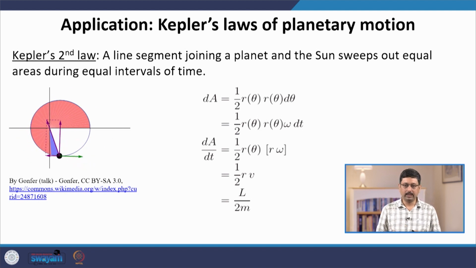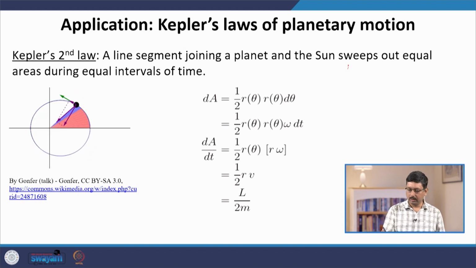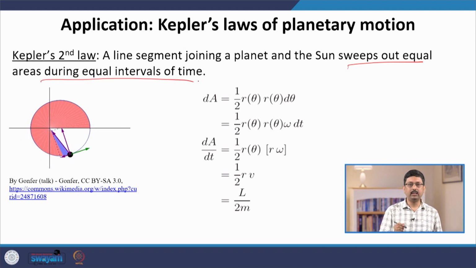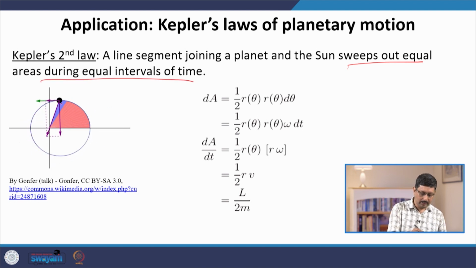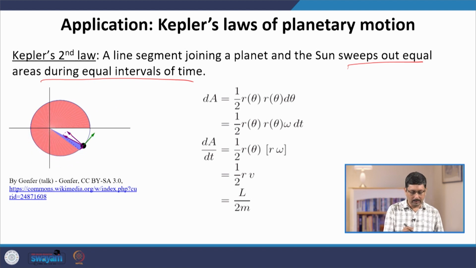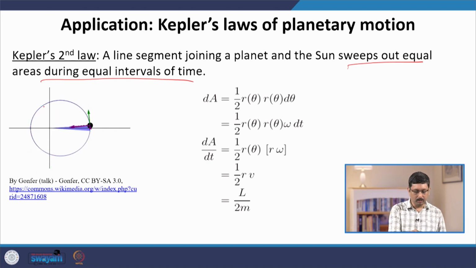Kepler's second law says that a line segment, here the violet line, joining the particle and the center, that is the sun, sweeps out equal areas during equal intervals of time. This is the blue shaded region. Notice that the particle is not moving with a constant speed. Sometimes it is moving fast, sometimes it is moving slow, and if you follow the blue shaded triangle, sometimes it becomes wider, sometimes it is narrower.